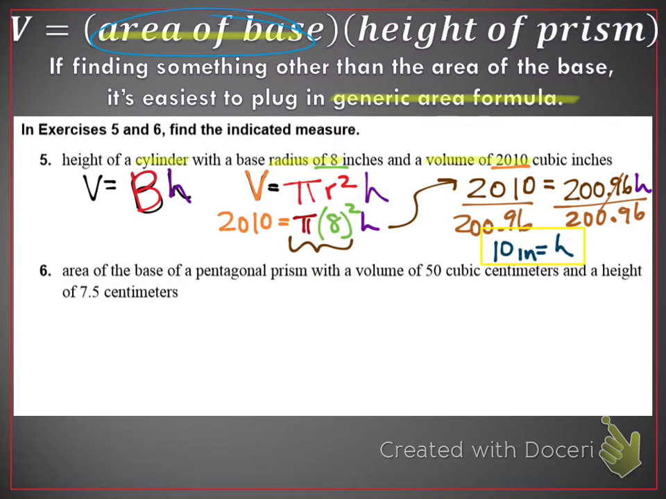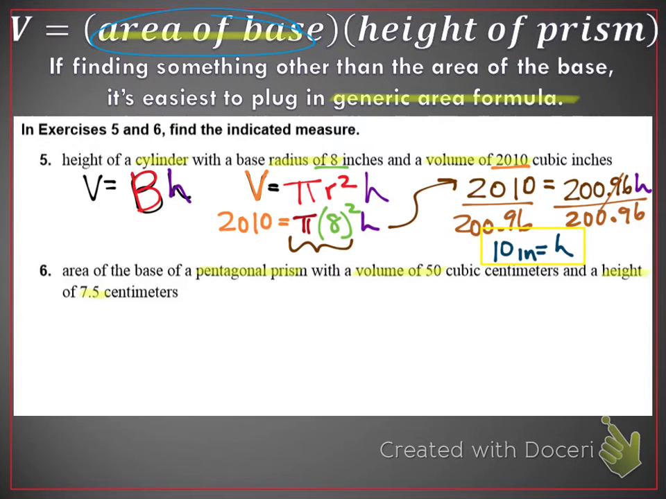So 9 times out of 10, you'll want to plug in the base formula. But in an example like the next one, we are going to find the area of the base and go and highlight of a pentagonal prism. So we got a pentagonal prism. So what shape is the base there? A pentagon, 5 sides. With a volume of 50. Go and highlight volume of 50. And a height, what's our height?